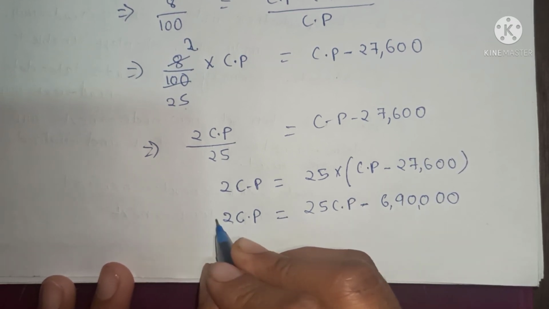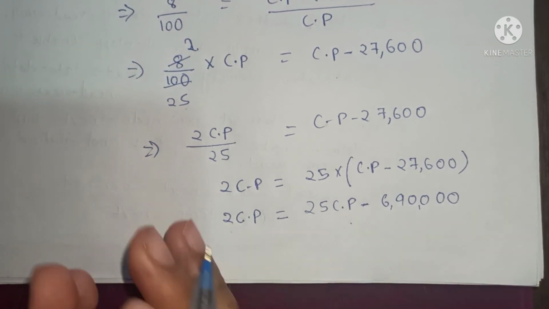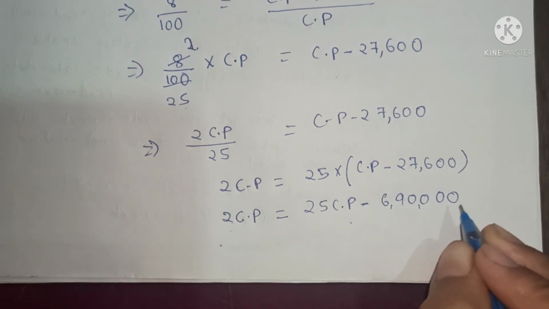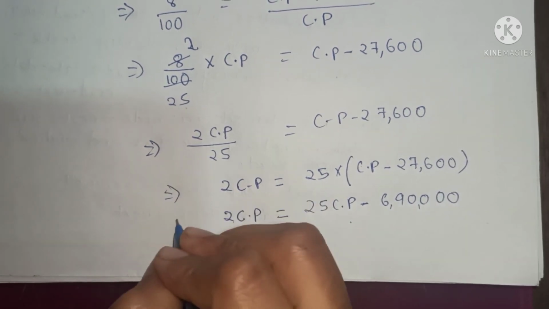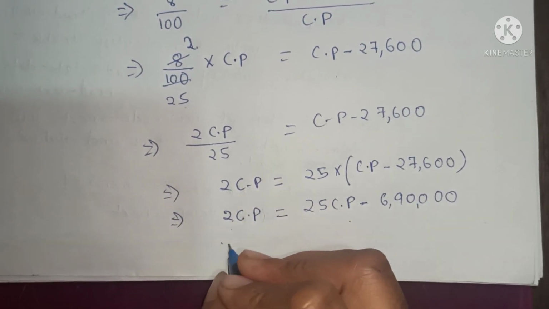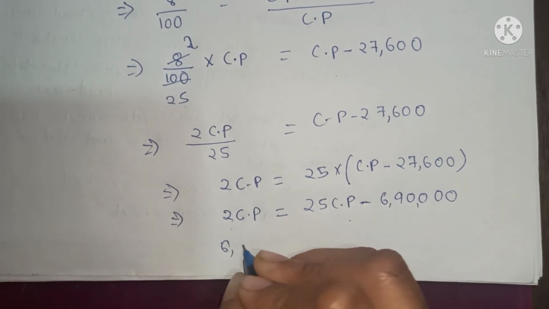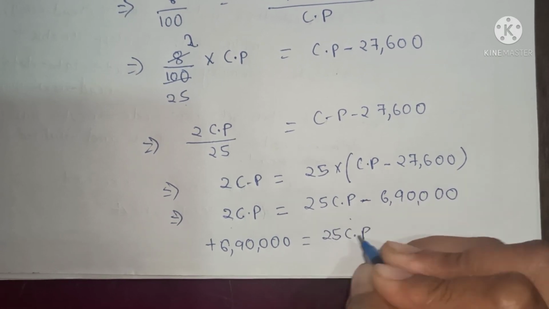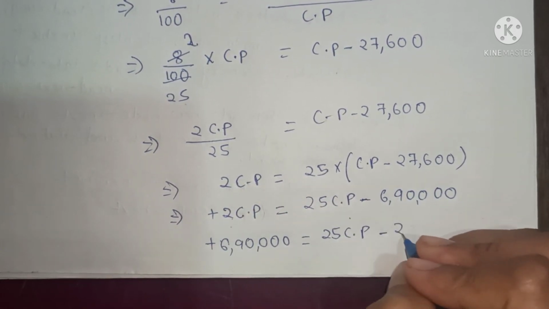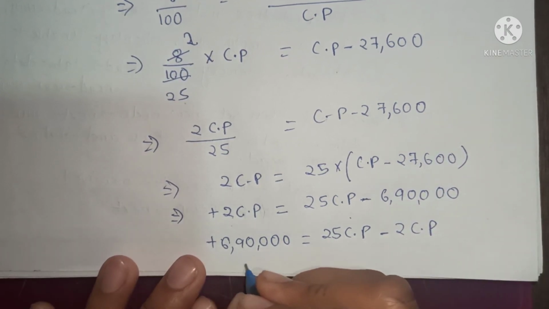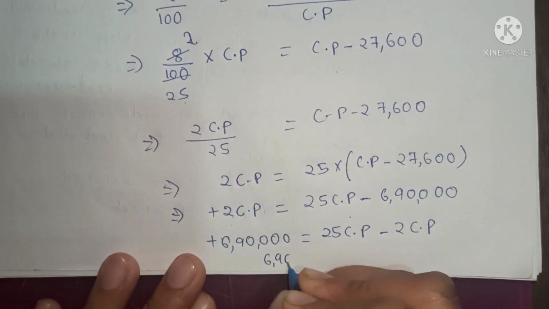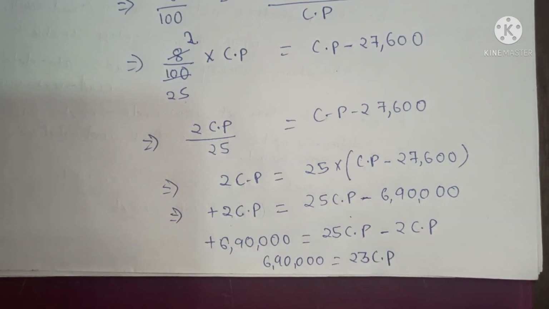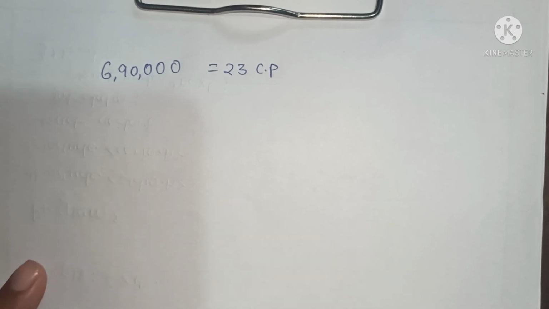Okay. Now we have to find the value of CP from here. This is also CP and this is also CP, so we will bring these two CPs together. And this 6,90,000 does not have any CP, so it will come this side. The 6,90,000 is minus here; when it comes this side, it will get plus 6,90,000. The 25 CP has a plus sign, so when it goes this side, it will become minus. So we get 6,90,000 equals 23 CP.